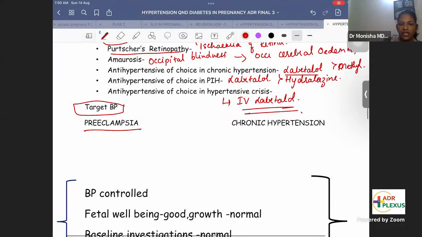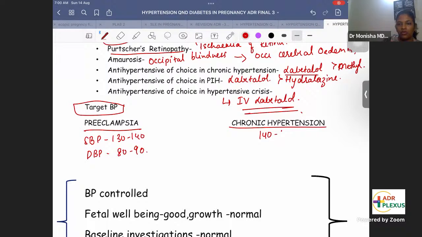Remember, in case of preeclampsia, systolic blood pressure should be kept between 130 and 140. Diastolic blood pressure should be between 80 to 90. With chronic hypertension, remember it is 140 to 150, and diastolic blood pressure is 90 to 100. Don't ever drastically decrease the pressure suddenly.